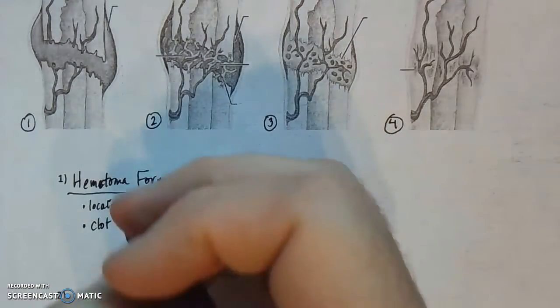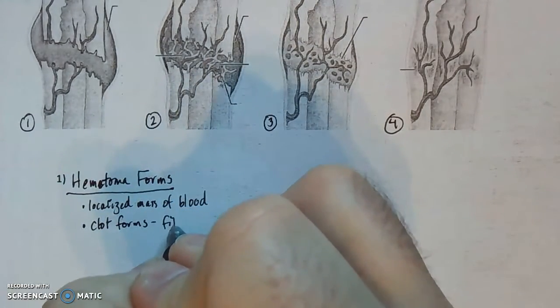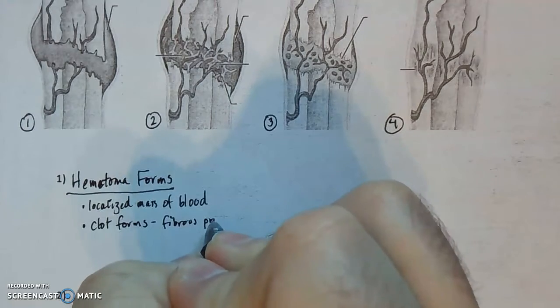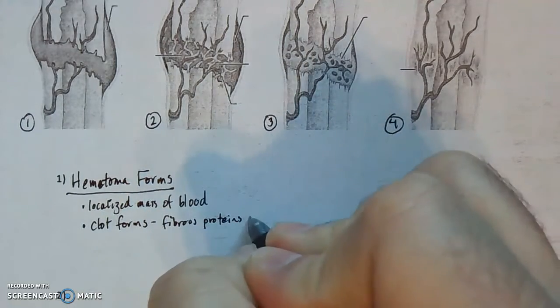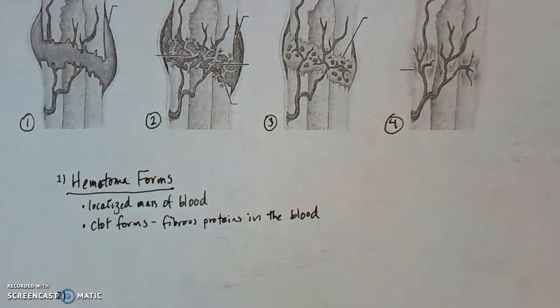So the hematoma forms, and the clot forms due to fibrous proteins in the blood. The blood platelets go through a series of reactions and a clot eventually forms surrounding the bone. So it does cause a little bit of swelling. An inflammatory process is occurring, so the area swells. There's a lot of pain.